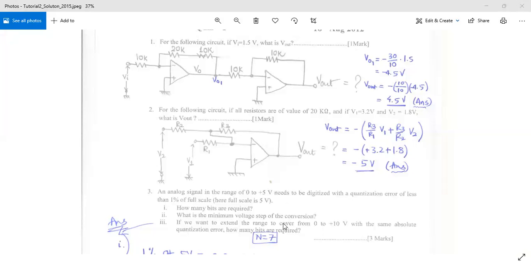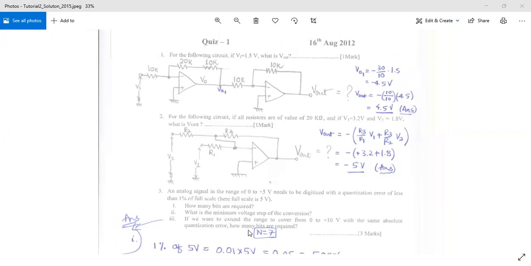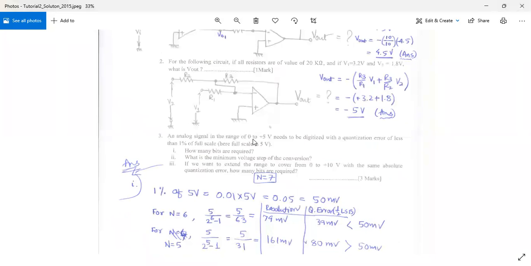Okay, so let's move on to the next one. Question number 3. An analog signal in the range of 0 to 5 volt needs to be digitized with a quantization error of less than 1% of full scale, right? Here the full scale is 5 volt. Since it ranges from 0 to 5 volt, the full scale will be 5 minus 0, that is 5 volt. So the range of this particular ADC is 5 volt. So how many bits are required in order for the quantization error to be less than 1%?